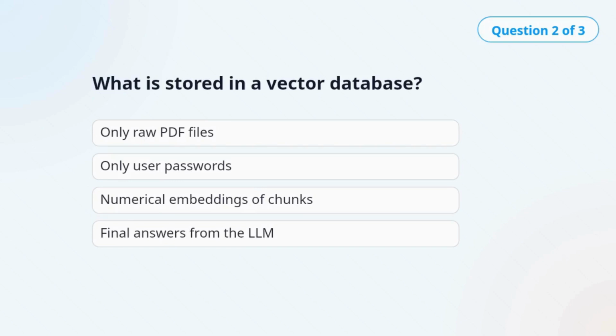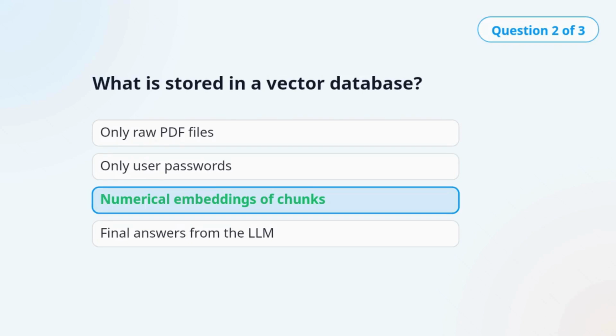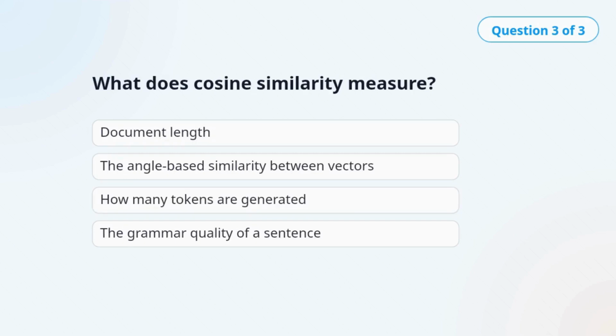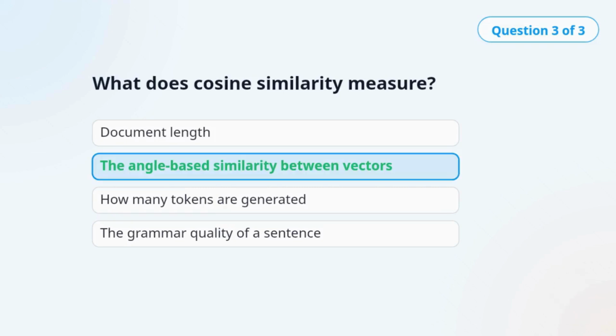Question 2. What is stored in a vector database? The correct answer is numerical embeddings of chunks. After chunking, each chunk is converted into an embedding and stored for similarity-based retrieval. Question 3. What does cosine similarity measure? The correct answer is the angle-based similarity between vectors. Cosine similarity compares the direction of vectors, making it useful for semantic similarity search.